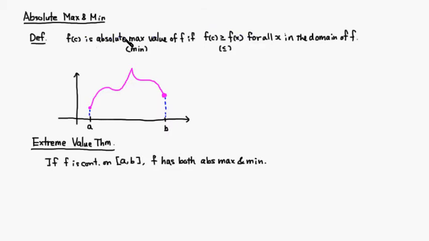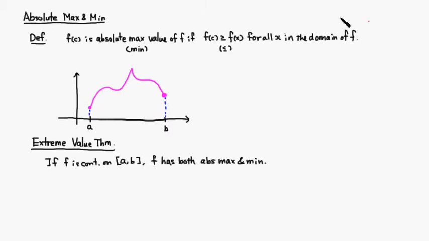And the absolute minimum is defined similarly. So f(c) is the absolute minimum value of f if f(c) is less than or equal to f(x) for all x in the domain of f. Right? So that's the smallest value of the function in that interval.